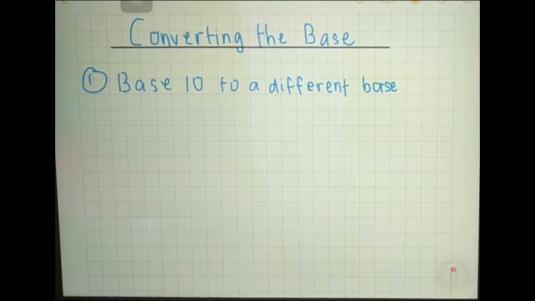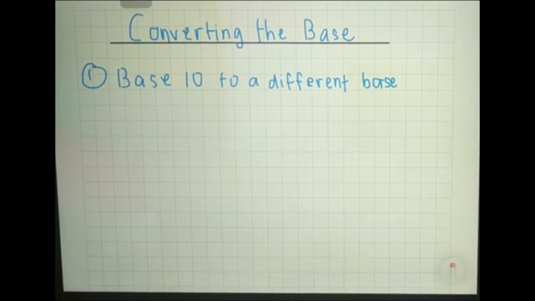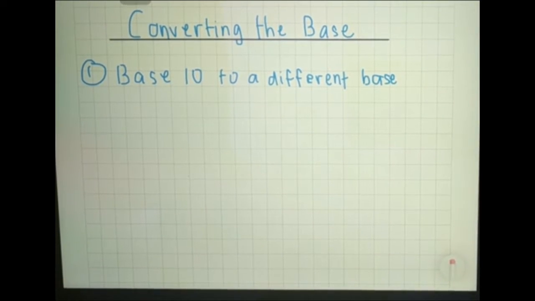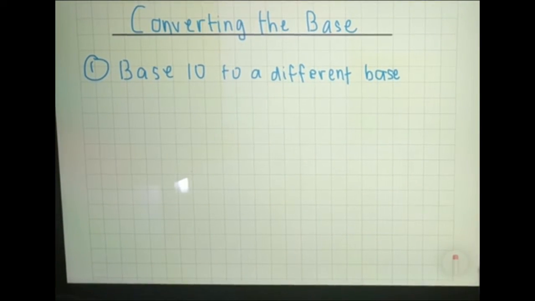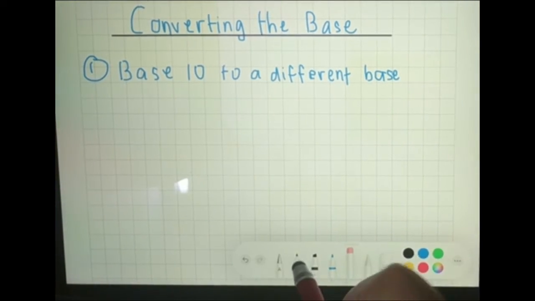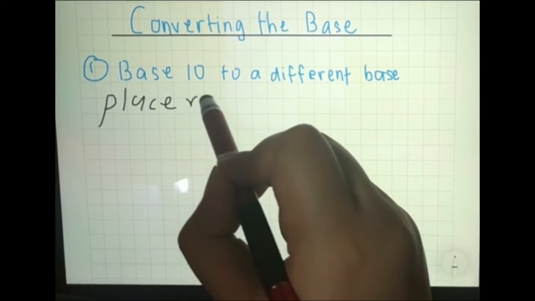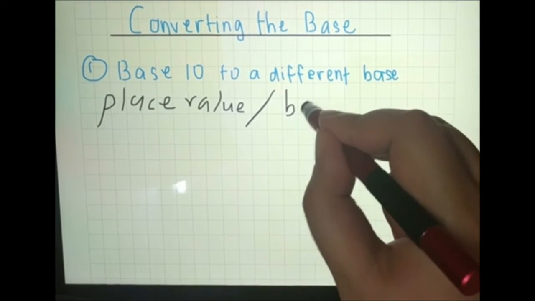First things first, converting the bases. There are 4 methods to converting the bases. The first one is base 10 to a different base. For this method, there are 2 ways. The first one is division by place value, and the second one is division by base number.